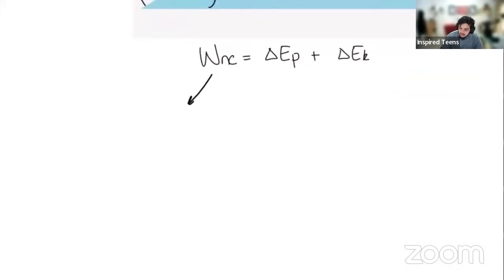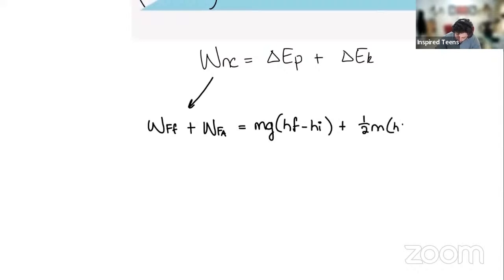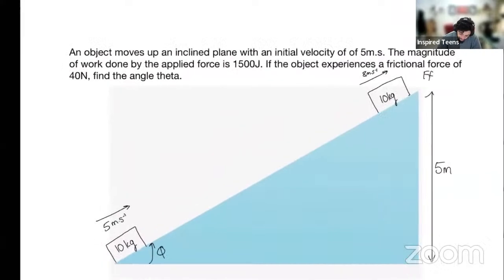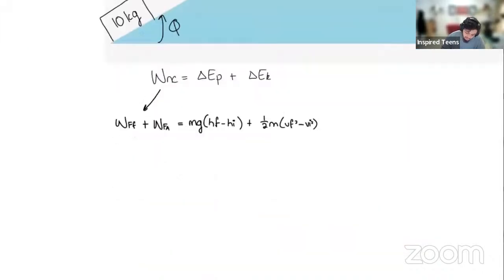Okay, so therefore this needs to be opened as work done by friction plus work done by the F applied is equal to mg times height final minus height initial, plus half m times v final squared minus v initial squared. So, work done by the frictional force. Okay, look at what we are given. We are given the value of the frictional force, so we can use that formula to calculate the work done by the frictional force.